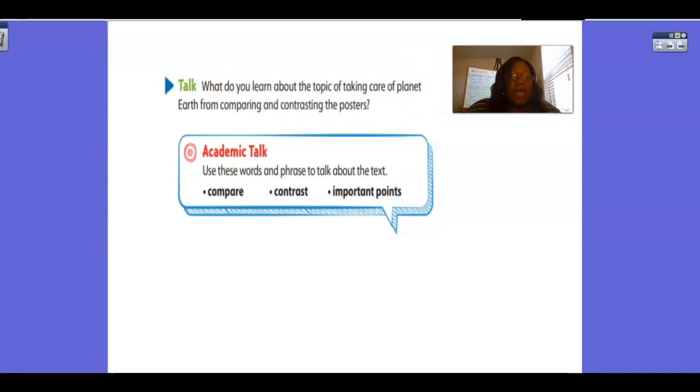Now, I would like for you to go into your Class Dojo and tell me, what did you learn about the topic of taking care of planet Earth from comparing and contrasting the posters? Use the academic talk words of compare, contrast, and important points in order to provide your answer. Thank you again, and thanks for stopping by.